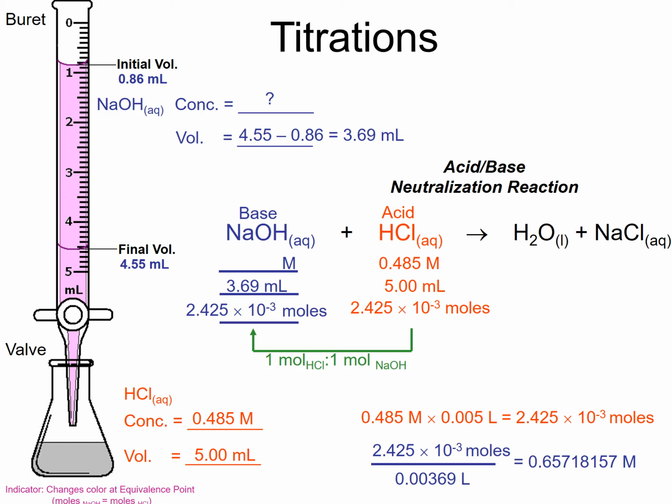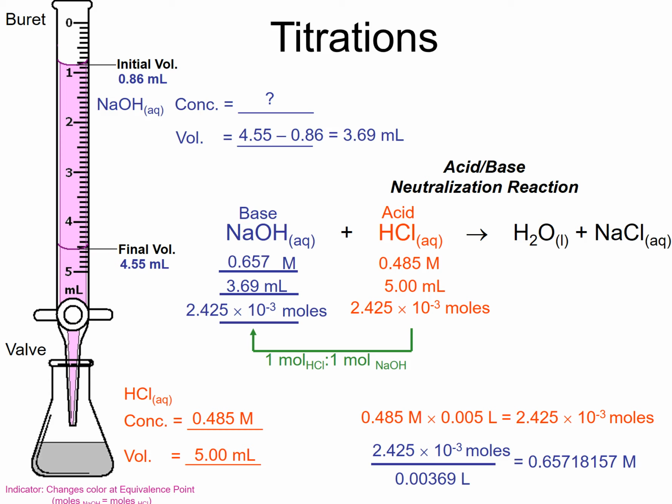We'll take the moles, as I've illustrated for you in the lower right-hand corner, the moles of sodium hydroxide, and we'll divide by the liters of sodium hydroxide solution that we used, and that was 0.00369 liters. And the concentration of sodium hydroxide, well, that would be 0.65718157, a glorious number. And of course, we'll have to round that off a little bit.